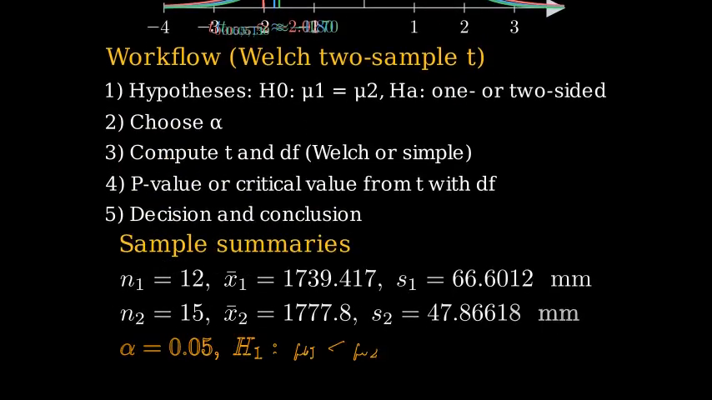Example. Are people getting taller? We compare the mean height from 1988 to the mean height from 2012 using independent samples. We test the claim mu1 is less than mu2 at alpha equals 0.05. Watch the computation of the test statistic and the degrees of freedom.